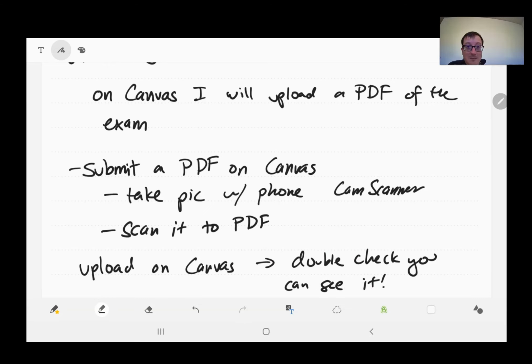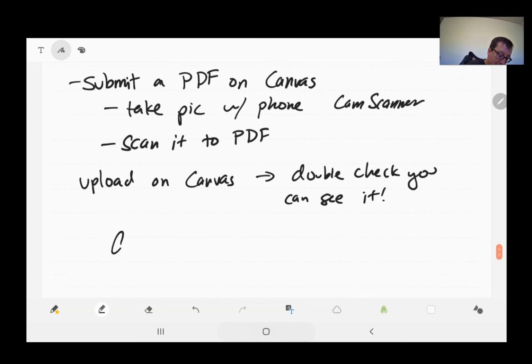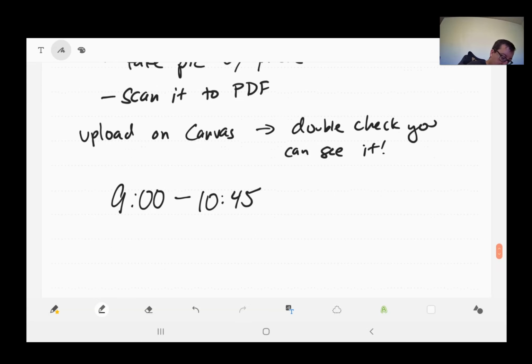Canvas will let you see your submission, so you want to make sure absolutely that you can see what you've written there, because I'm going to be very strict about the time. You're going to have 9 to 10:45. So you have 10 minutes on either end to print it out, to upload it and all that stuff. So you'll have a little bit extra time to make sure you can have all that going. Okay, so it will be available at 9 a.m. for you to print or do whatever, and you must submit it by 10:45. All right, so this opens and closes.